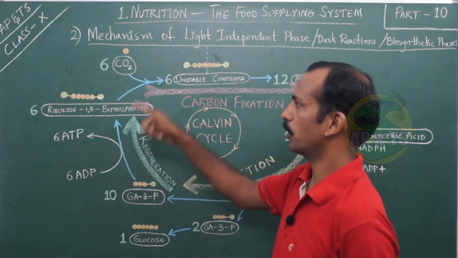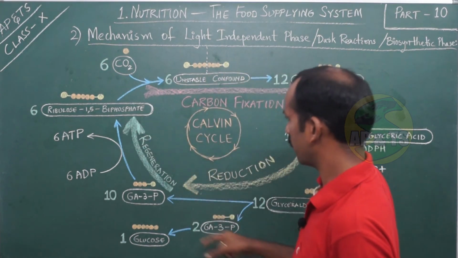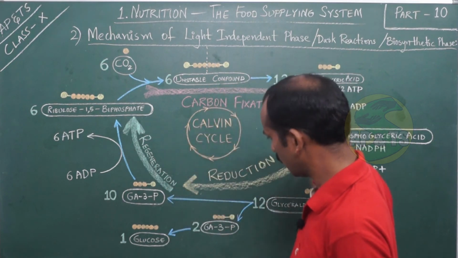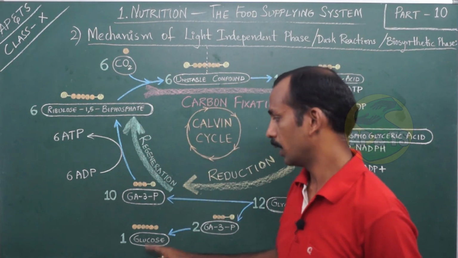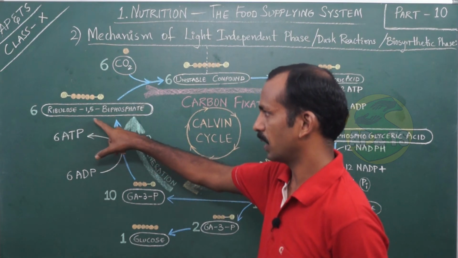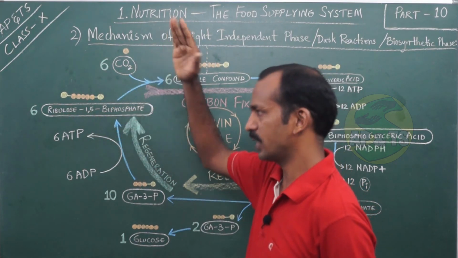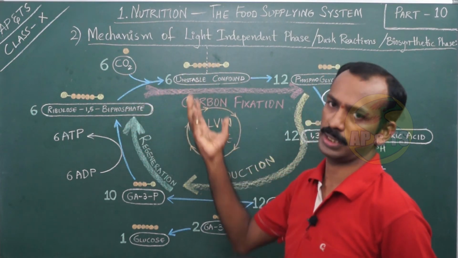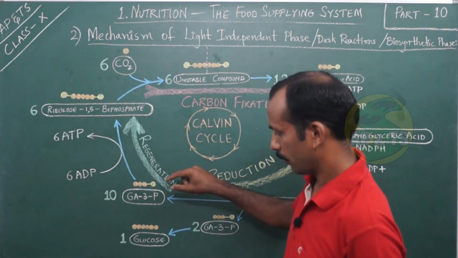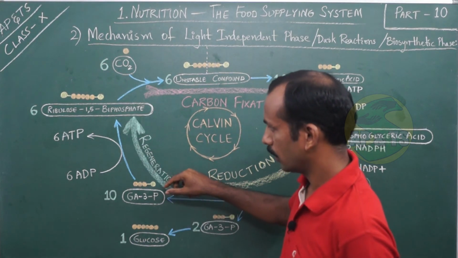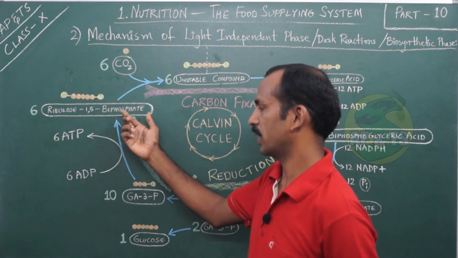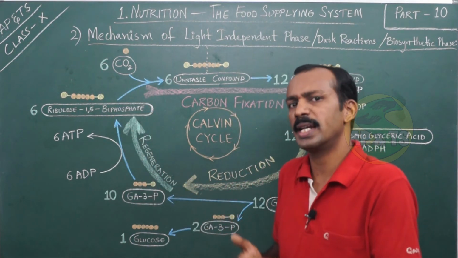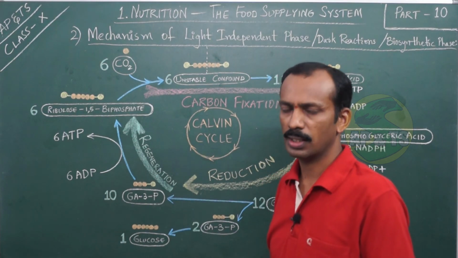So if at all we want to get glucose, for every cycle you are going to get 1 glucose molecule. That means RuBP, that is ribulose 1,5-biphosphate, has to be regenerated. If that is not regenerated, then you cannot go ahead. Understood children? Right. From glyceraldehyde 3-phosphate, if ribulose 1,5-biphosphate is formed, this is called regeneration. It's generating again. Okay children?